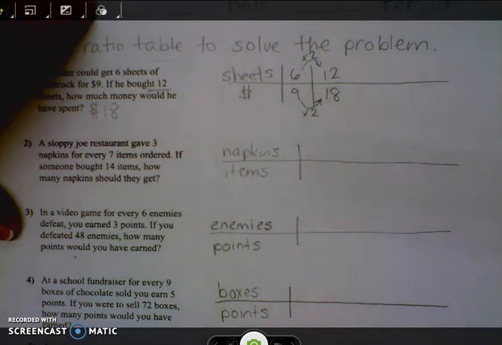So now is a good time to pause if you want to try the next problem on your own before I solve it.